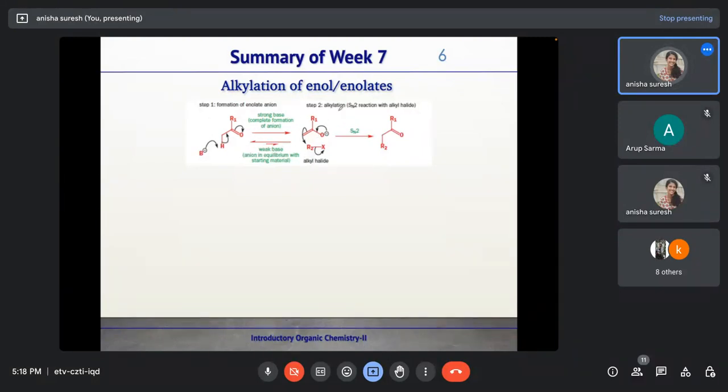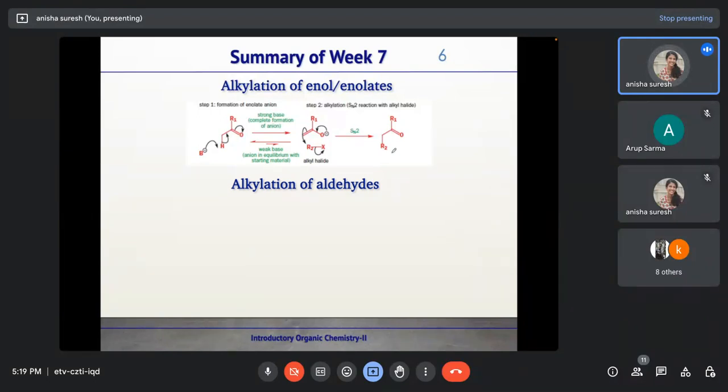Now the second step is the alkylation reaction, that is an SN2 reaction with the alkyl halide. The electron density of oxygen will fall back and the carbon-carbon double bond will break, and it will attack the carbon of this alkyl halide, and the halide ion will leave, giving rise to the alkylated product. So this is the general mechanism for alkylation of enols or enolates.